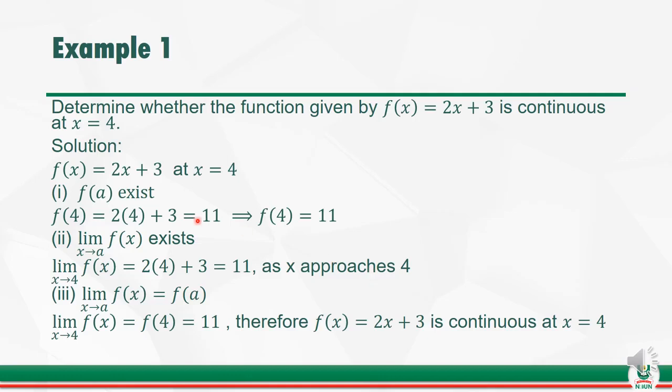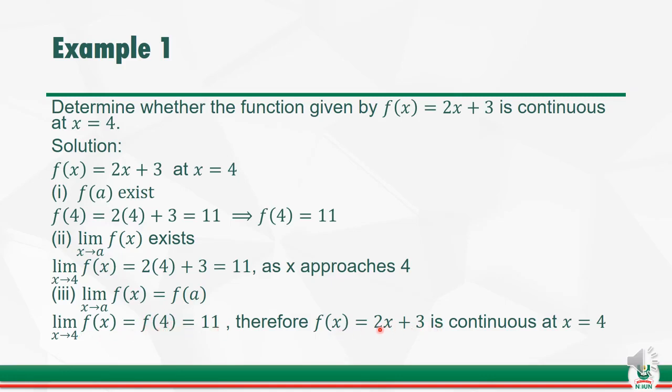Then the last one, we have to consider the function and the limit. The function at point 4 gives us 11. The limit at point 4 as x tends to 4 also gives us 11. You can see that means the limit of f of x as x tends to 4 is equal to the function at point 4, which is equal to 11.